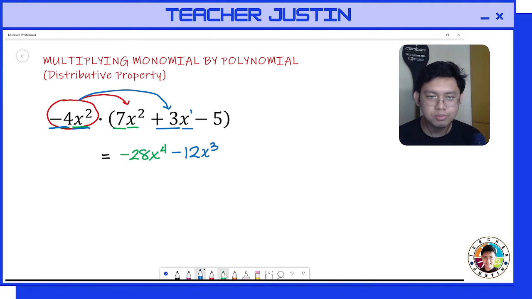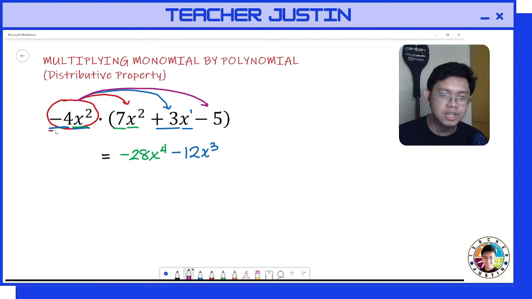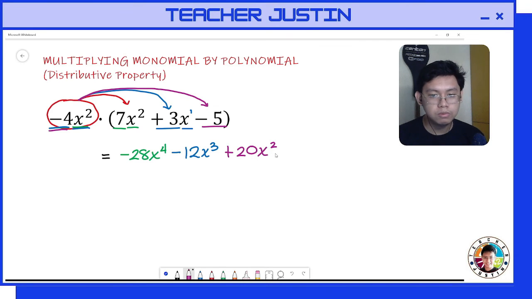And last one, let's proceed to negative 4x squared multiplied to negative 5. So again, multiply the coefficient by the coefficient. So negative 4 times negative 5, that will be positive 20. Remember, since we don't have any variable beside our coefficient, we will just copy the variable x raised to 2. So we will have x raised to 2. So their product will be positive 20x raised to 2.